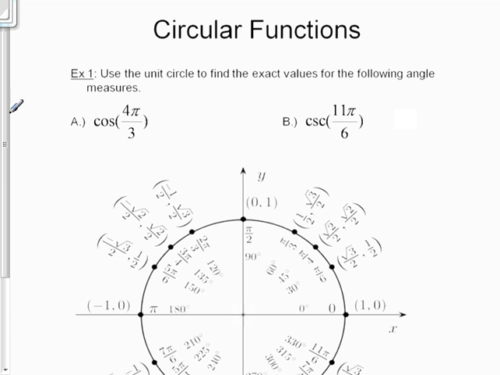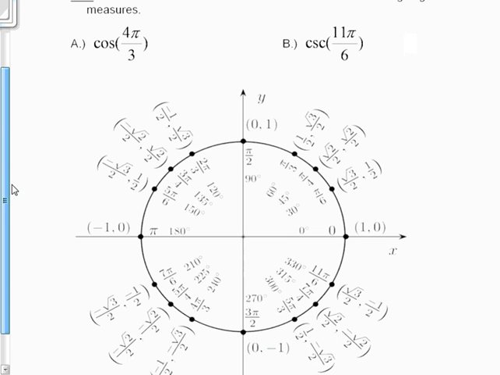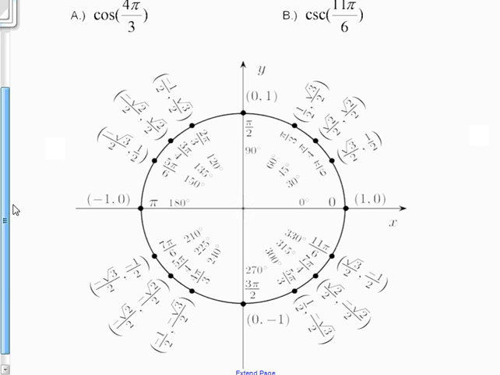Alright, so we're going to use the unit circle and solve these two problems. We want to find the cosine of 4 pi over 3, and the cosecant of 11 pi over 6. So what we're going to do, we're going to first find that angle measure on the unit circle. So we're looking through, 4 pi over 3 is here. So then we want the cosine. So the cosine is the x value. So this would equal negative 1/2. And that's it. It's pretty easy.